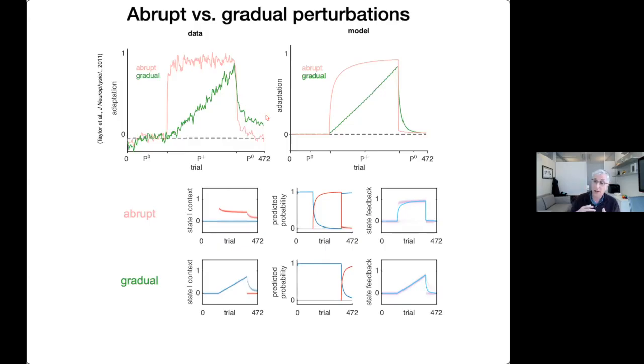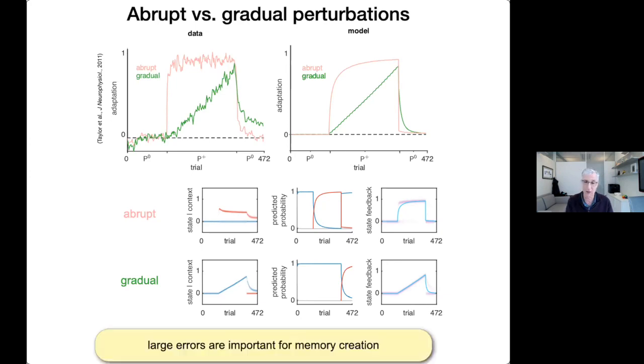So again, we can explain these differences in de-adaptation for different types of perturbation by thinking about memory creation, memory expression, and memory learning. So large errors are important for memory creation. If you maintain the errors small, you'll get proper learning rather than a new memory.